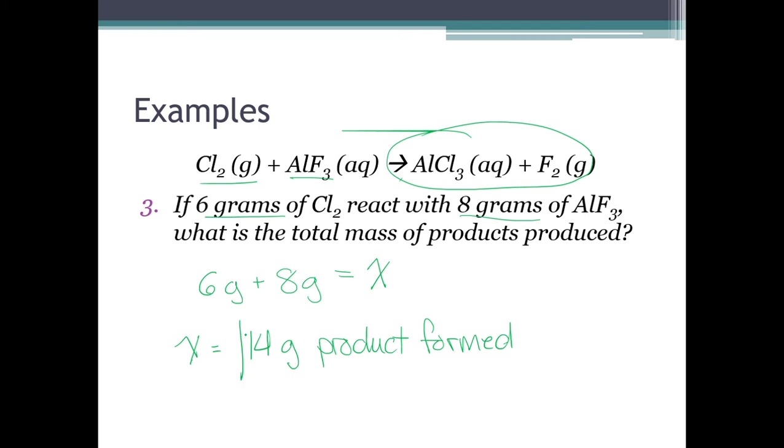A lot of people at this point tend to try to go one step farther and say, okay, so we've got 7 grams of aluminum chloride and 7 grams of fluorine. We don't know that. We don't know the exact ratio of each one. All we know is that when you take them together, it's going to be 14 grams.